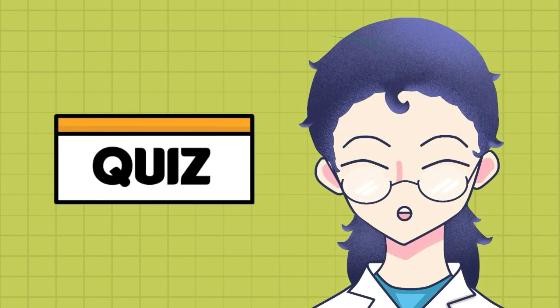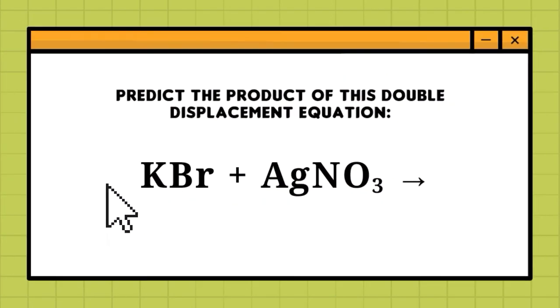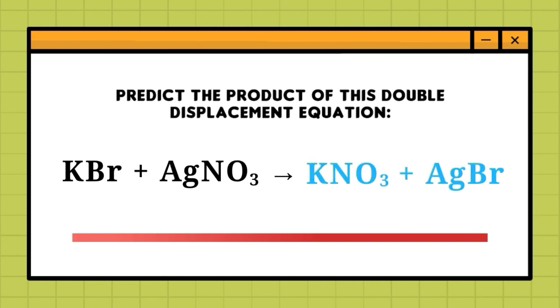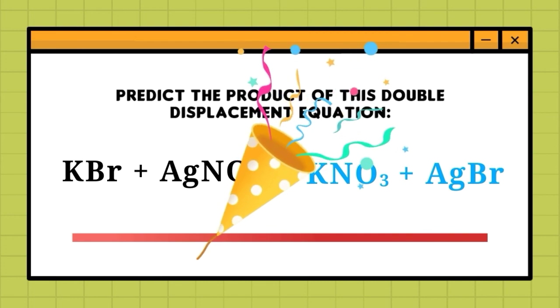And now it's time for our quiz. Predict the products of this reaction. Feel free to pause the video and scan your periodic table. If you answered KNO3 and AgBr, you are correct.